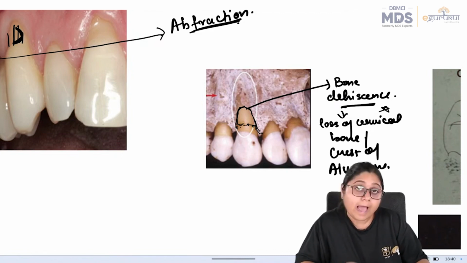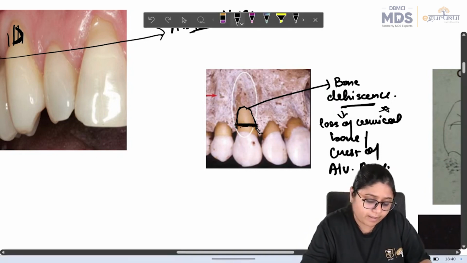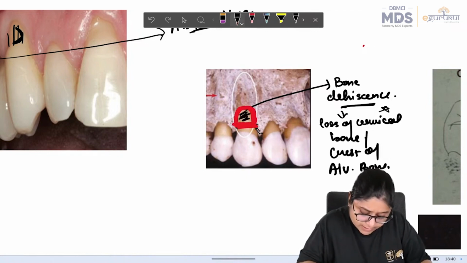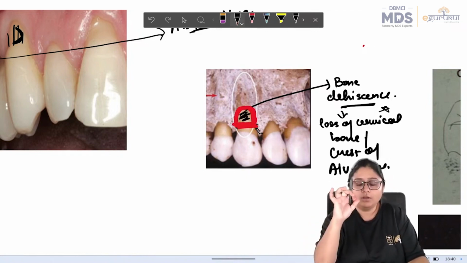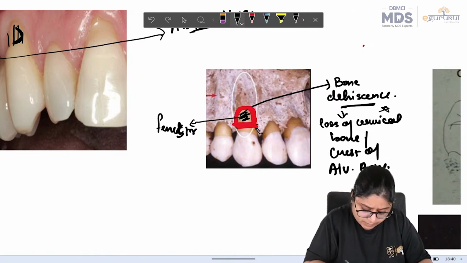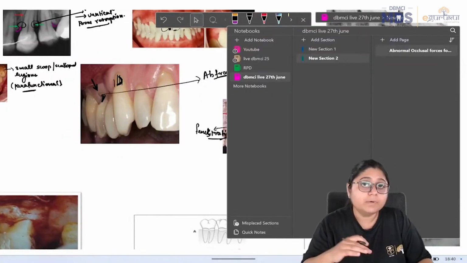This is your dehiscence. And suppose this alveolar bone loss is not there. Here also there is bone. If there is bone here also, but there is a hole like this. Cervical bone is present, and the bone has been lost only from this region. Then what you will see? There will be a hole. So this hole is known as fenestration. Fenestration.